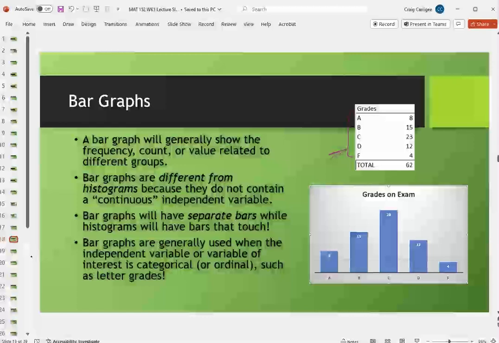Now, bar graphs are often used for other types of measurements, and it's not really the appropriate thing to do. So remember, if it's not a category that's ranked, you probably shouldn't be using a bar graph. Be careful with that.